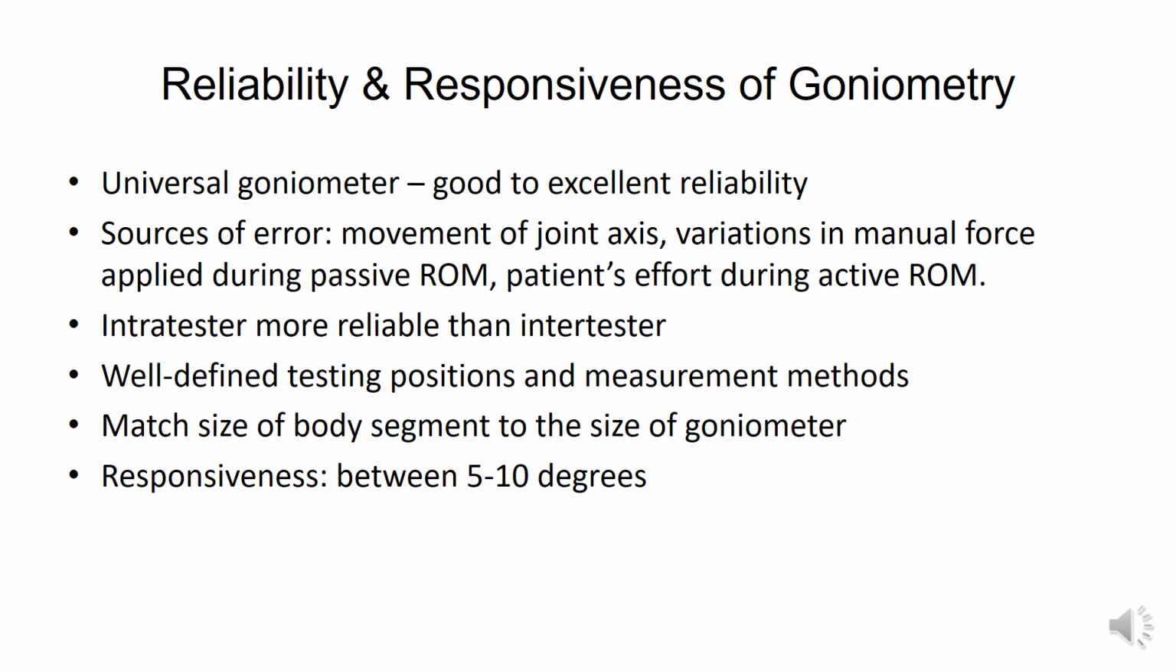Unsurprisingly, the intra-tester reliability for goniometry is usually better than the inter-tester reliability. For all forms of reliability, it is better when the testing positions and measurement methods have been well defined. An interesting factor that may improve reliability is using an appropriate sized goniometer to measure the specific joint. If a smaller joint is measured, usually a smaller goniometer should be used. In terms of the universal goniometer's responsiveness, it is about between 5 to 10 degrees.